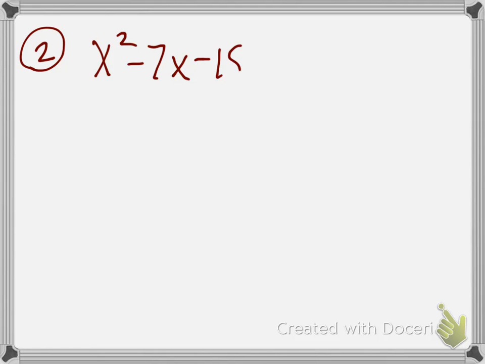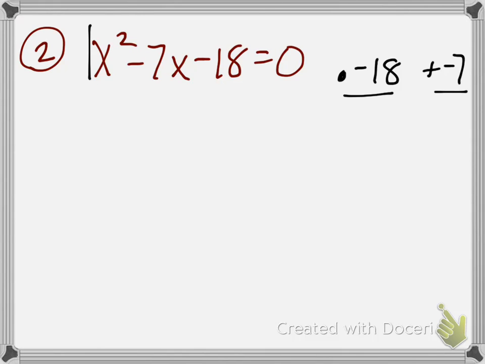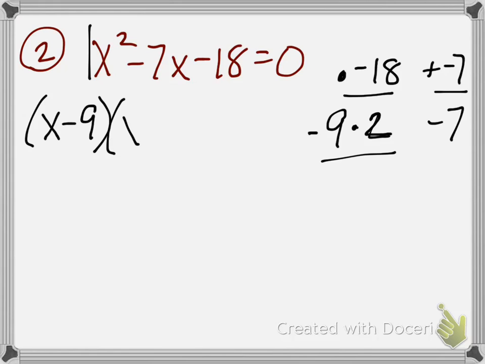Okay, number 2, very similar. I have x squared minus 7x minus 18 equals 0. Again, starting out with the equals 0, perfect. Looking here, coefficient of x squared is 1, so I can look for two numbers that multiply to negative 18 and add to negative 7. 18, I think of 9 times 2, needs to be negative, so if I make my 9 negative, then negative 9 plus 2 is negative 7, so there are the numbers. So this is x minus 9, x plus 2 equals 0.